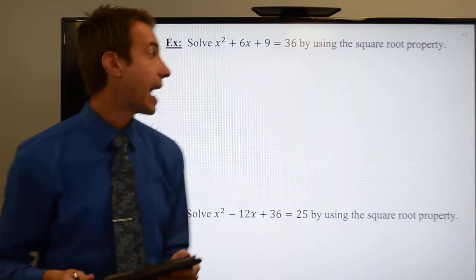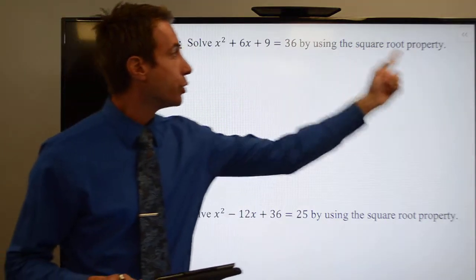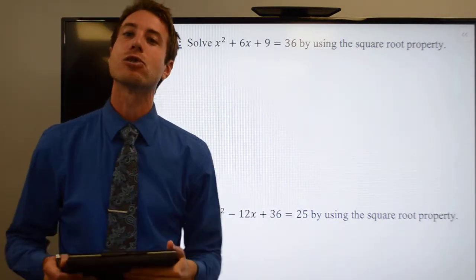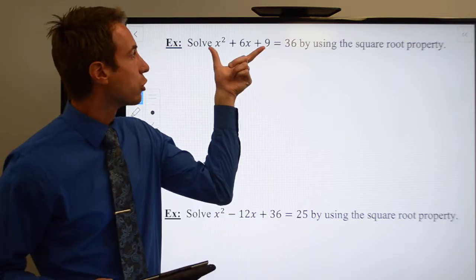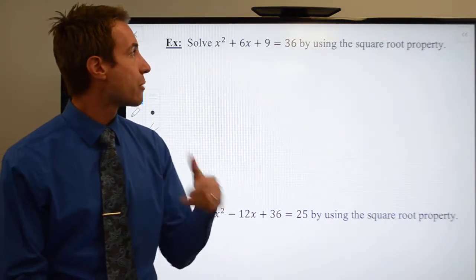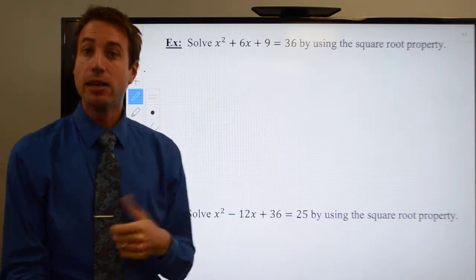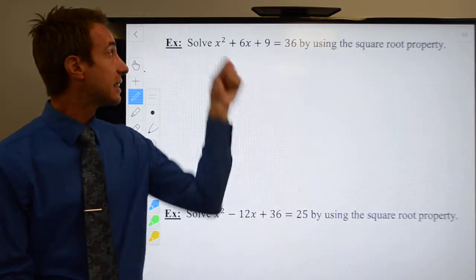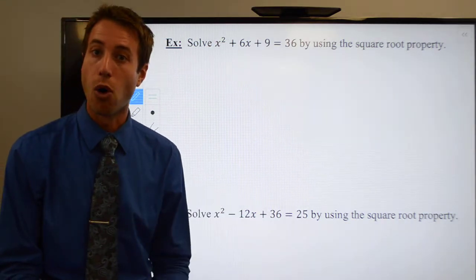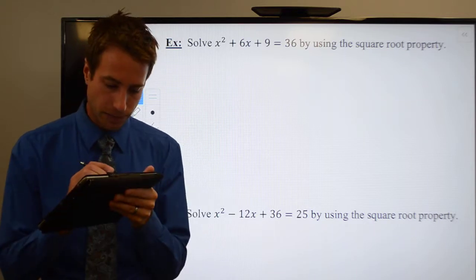And we're just going to go ahead and factor these guys. So I want to solve using the square root property, and here's the way it's going to work. I take a look at the left-hand side of the equal sign, and right away I recognize that I have a trinomial, right? 9 is a perfect square. My leading coefficient is a 1. So I should immediately be able to split this up into 2 binomials.